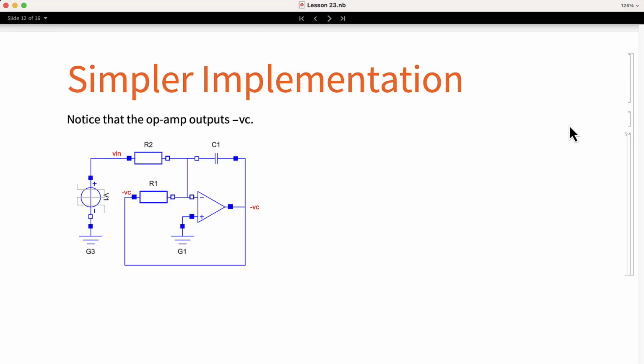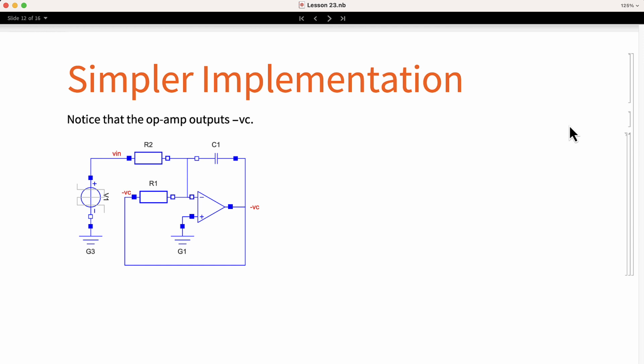Here is a simple implementation. This implementation uses the fact that we can add resistors to the inverting terminal of an op-amp in order to add more inputs. There is an important difference from the previous circuit. In this case, the output of the integrator will be minus Vc instead of plus Vc.